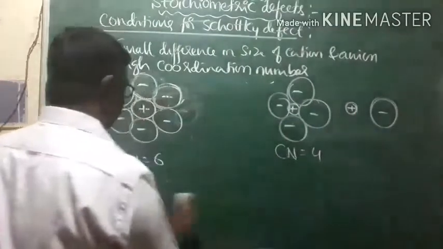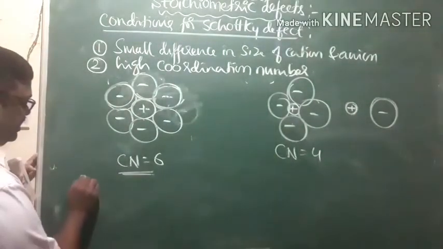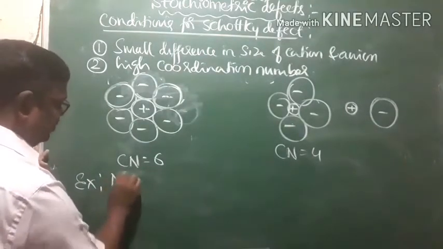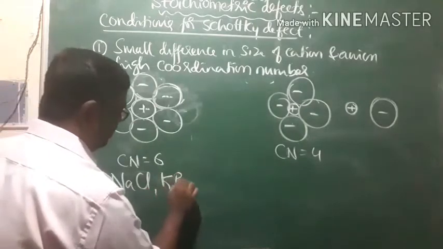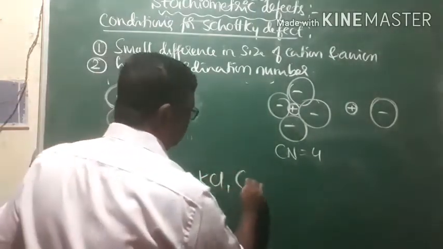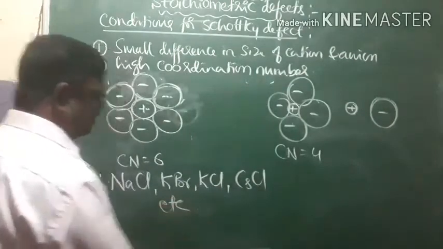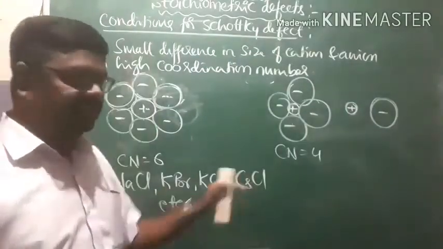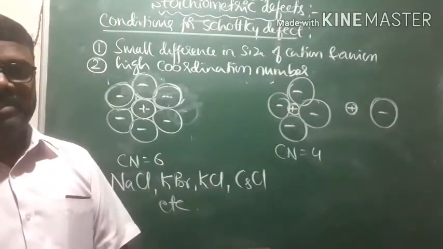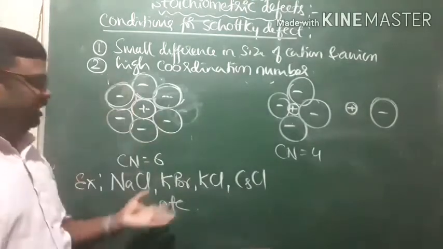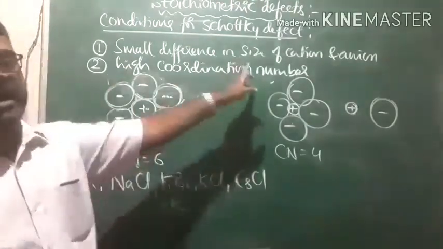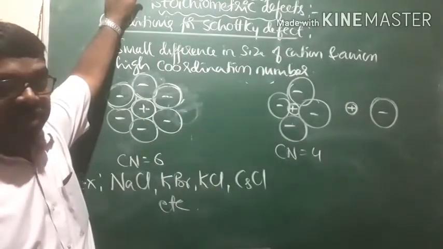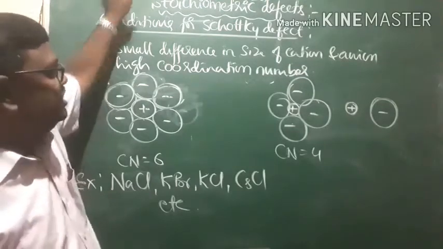Now we'll go for the examples of ionic solids which show the Schottky effect. They are sodium chloride, potassium bromide, potassium chloride and cesium chloride. In all these cases, you will find there is a small difference in the size of the cation and anion, or I can say these ionic crystals are characterized by high coordination number. Therefore, they will show this particular Schottky effect.